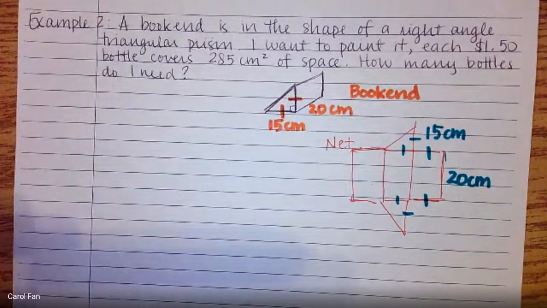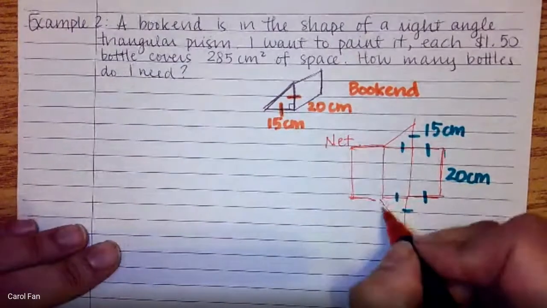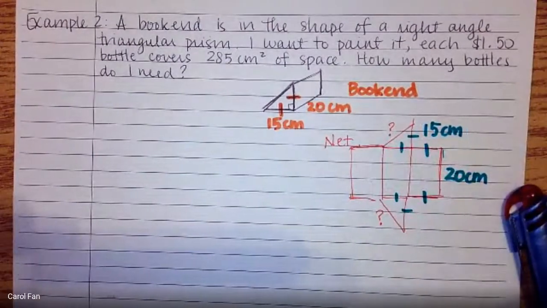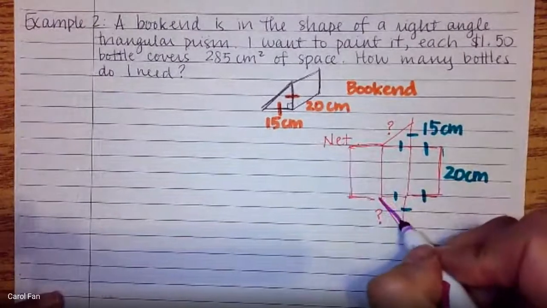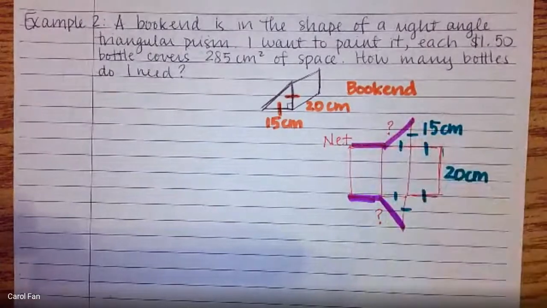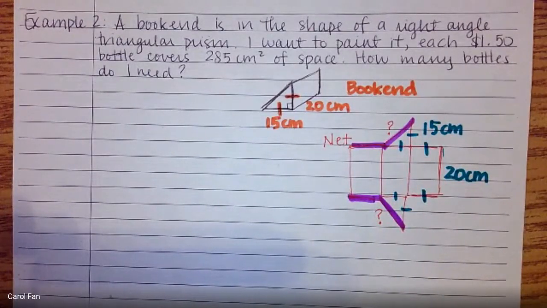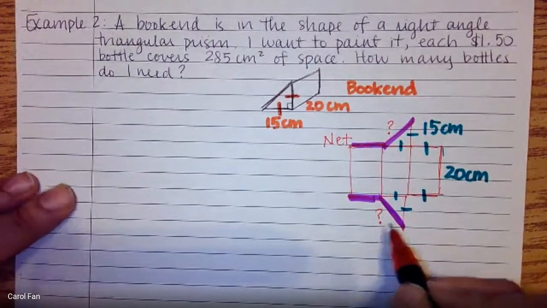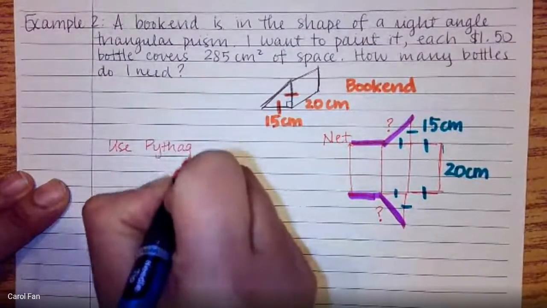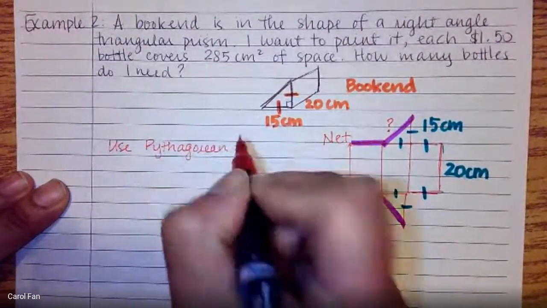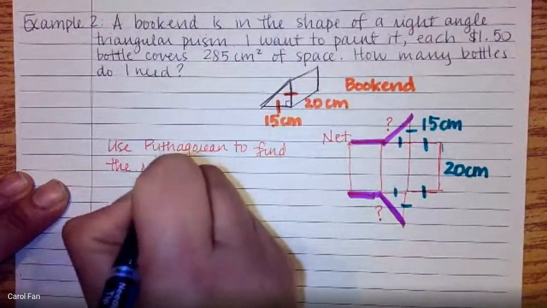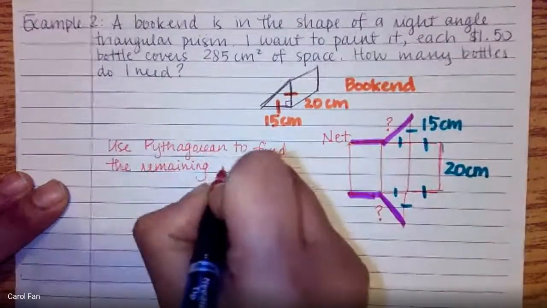Now the trouble is, I don't know what the hypotenuse is, which makes this side and this side difficult. Now we're going to have to use the Pythagorean relation in order for us to find this. So I'm going to use Pythagorean to find the remaining dimension.